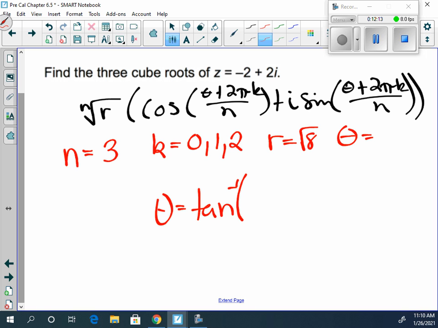Tangent inverse of b over a. So it would be 2 over negative 1. Now, since, what quadrant are we in? 1, 2, 3, or 4? Are we in the first or second quadrant? Well, first or fourth, sorry, yes. You're giving me that question, look, yes, it's first or fourth. Because first, is it going to be in the first or fourth?